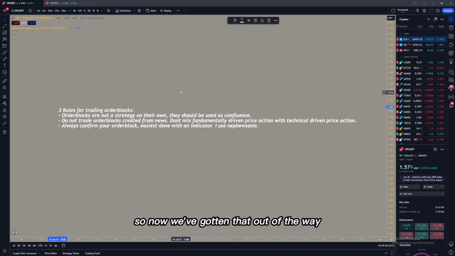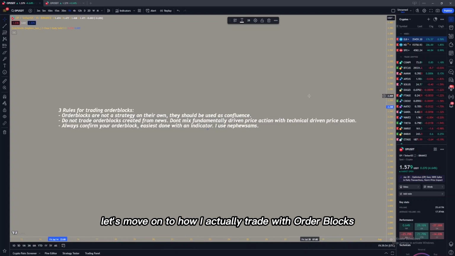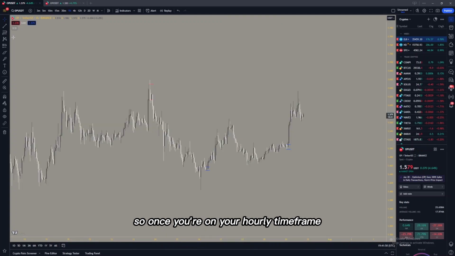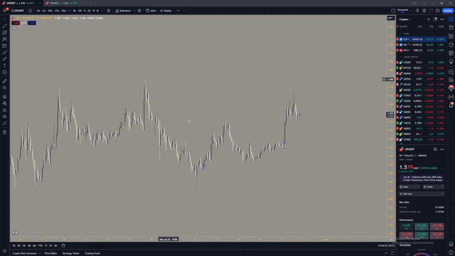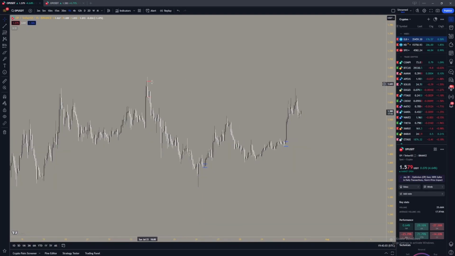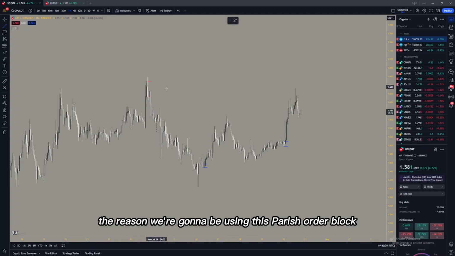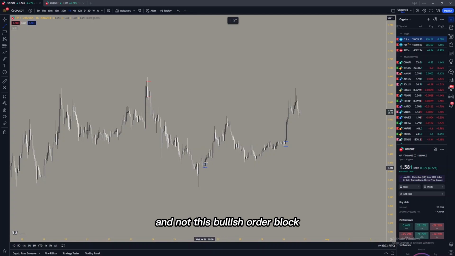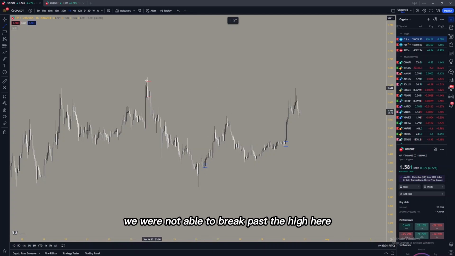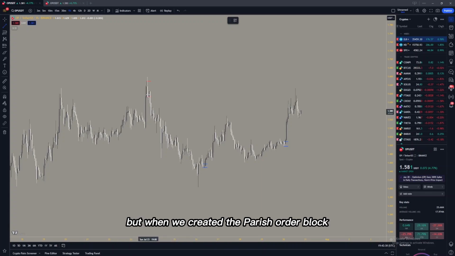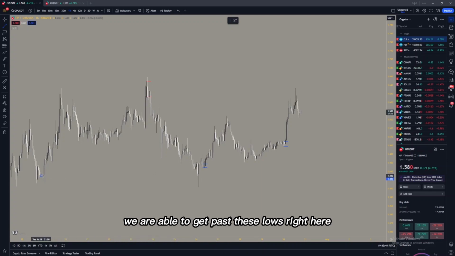So now we've gotten that out of the way, let's move on to how I actually trade with order blocks. Once you're on your hourly time frame, what you want to do is find the first order block. So right here we have a bearish order block on the left. Now the reason we're going to be using this bearish order block and not this bullish order block is because when we created this bullish order block, we were not able to break past the high here, but when we created the bearish order block, we were able to get past these lows right here.